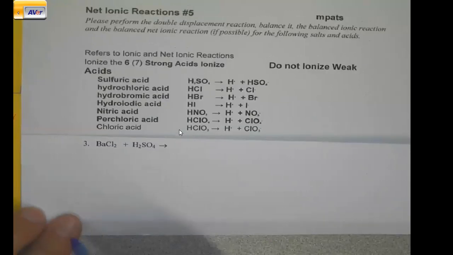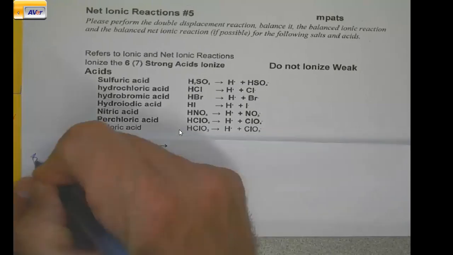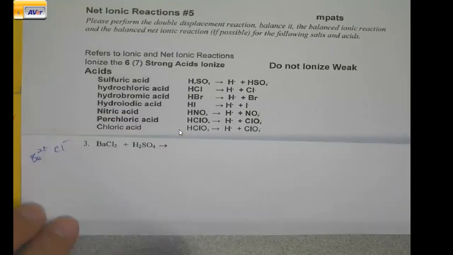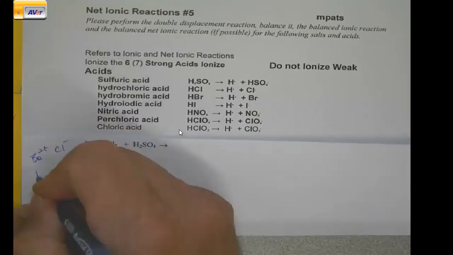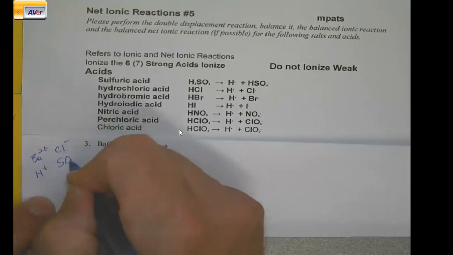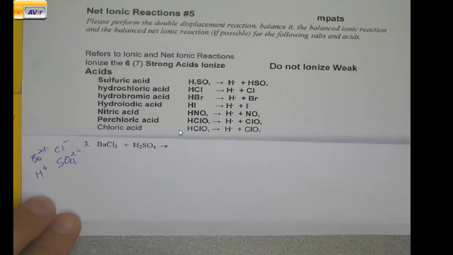Daniele, give me the ions for this. Ba2 plus and Cl minus. And then H plus, SO4 2 minus. Beautiful. Okay, give me the product compounds.